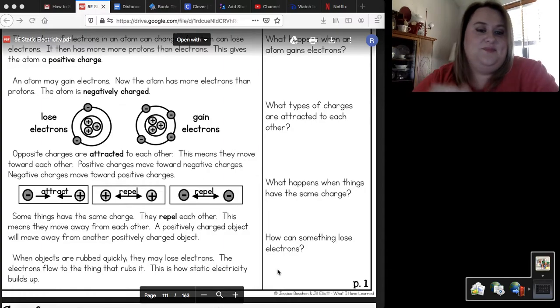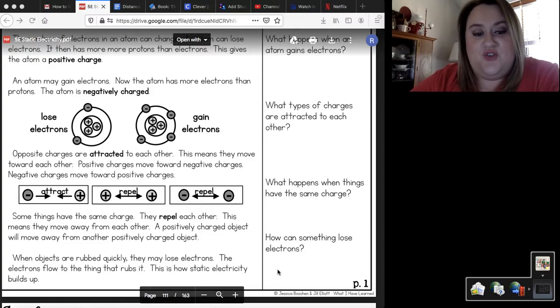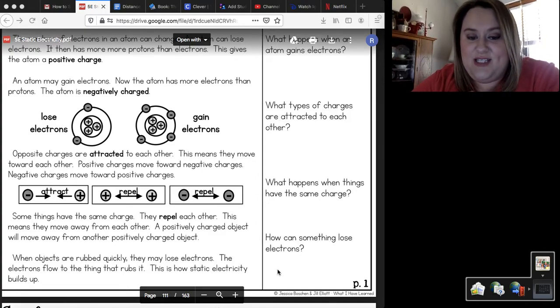When objects are rubbed quickly, they may lose electrons. The electrons flow to the thing that rubs it. This is how static electricity builds up.